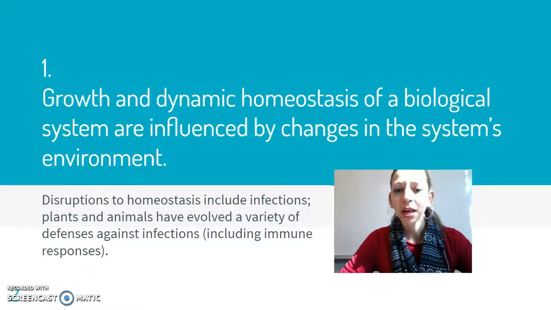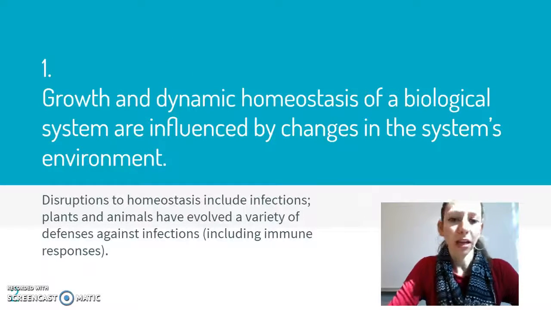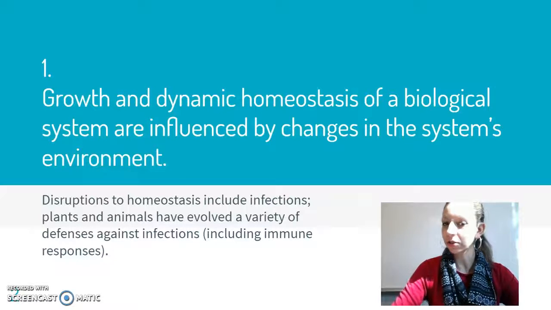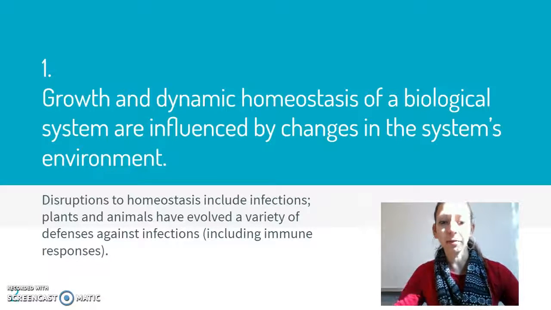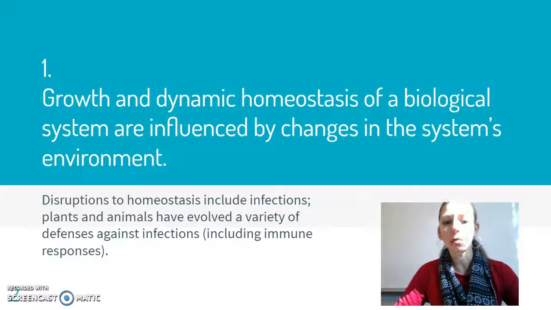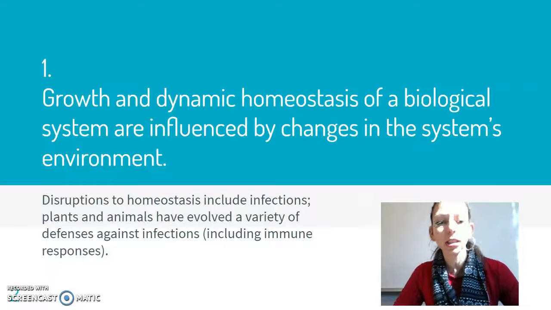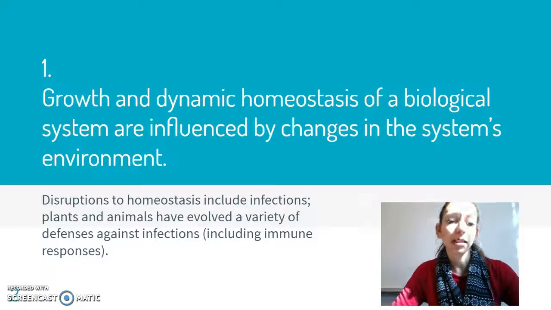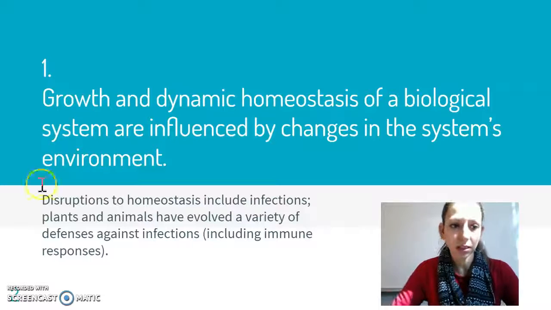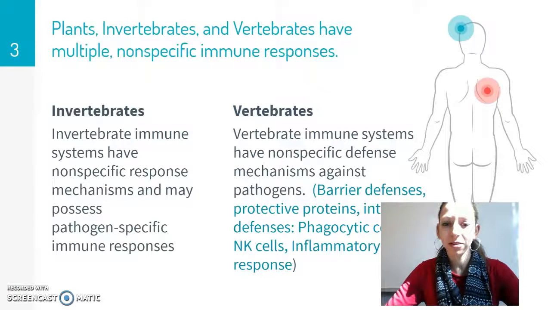All right, so important to know for AP biology, growth and dynamic homeostasis of a biological system are influenced by changes in the system's environment. And one of those changes could be a disruption. So disruptions to homeostasis could include infections, pathogens, and so plants and animals have evolved a variety of defenses against infections, including immune responses, which we will talk about and continue to talk about.